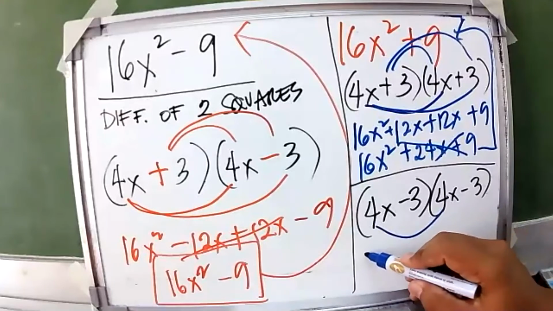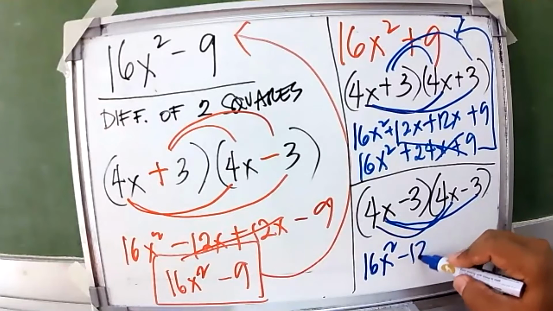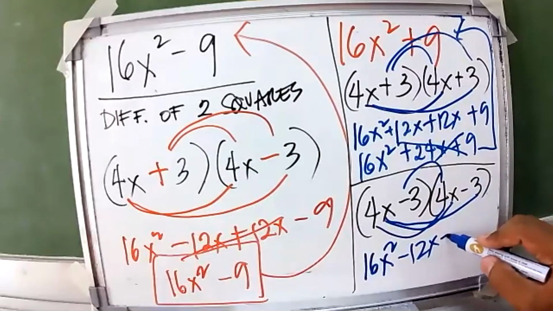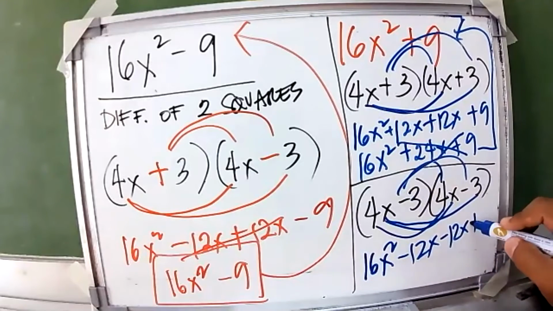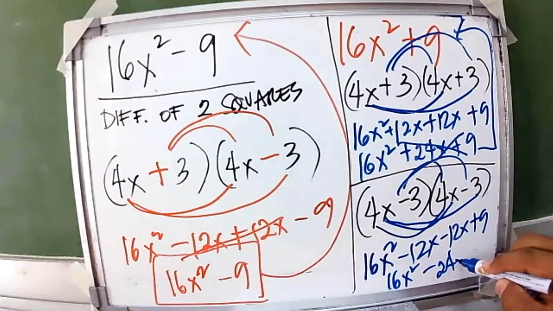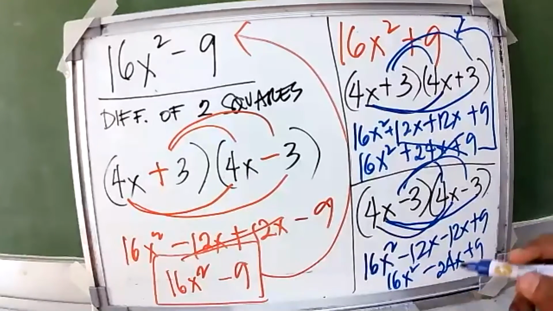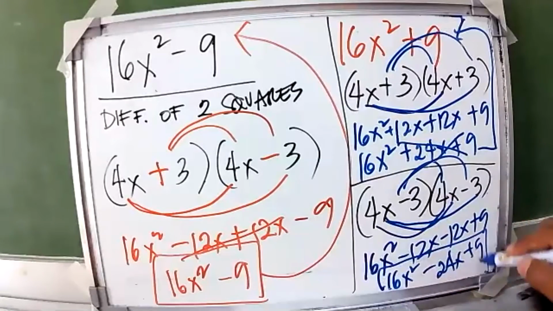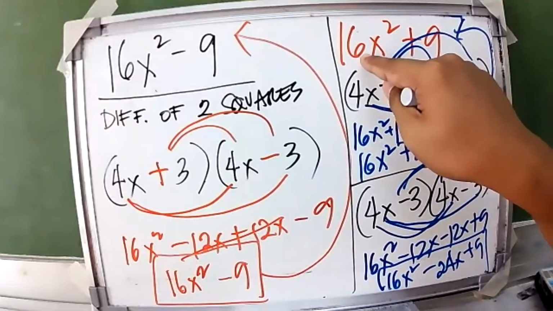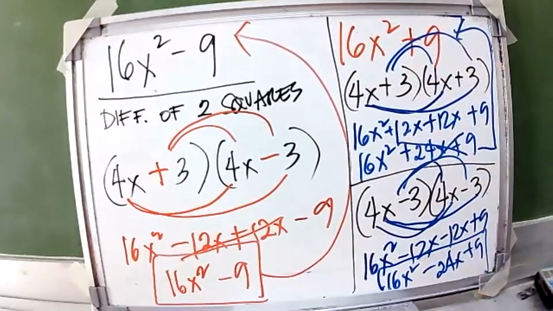Ito naman, this is 16x squared. Malay nyo, ito pareho na. Minus 12x. OMG, minus 12x plus 9. 16x squared minus 24x plus 9. Are they the same? No. That is because even though we have a perfect square for the first and last term, if it is addition, it's not anymore factorable. Remember that. Is that clear? Thumbs up if you got that concept.